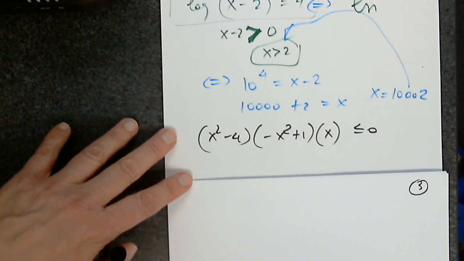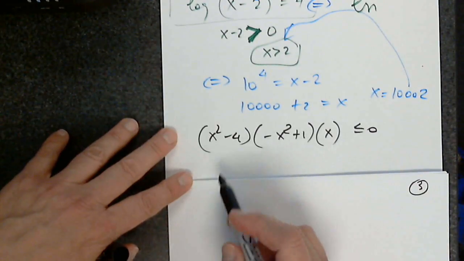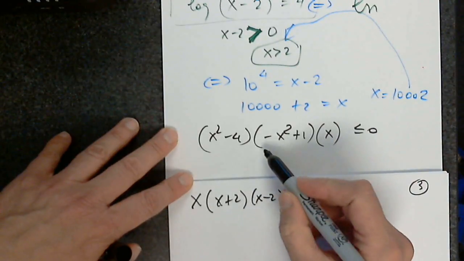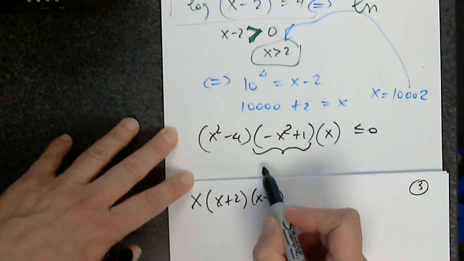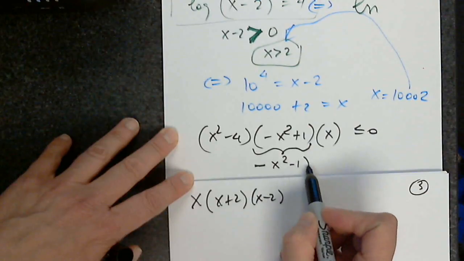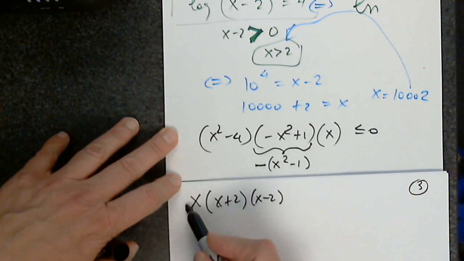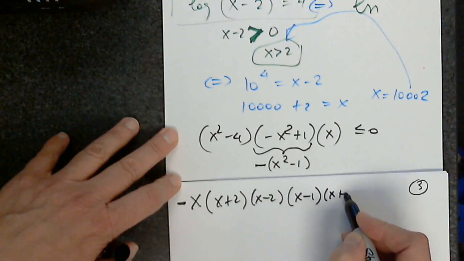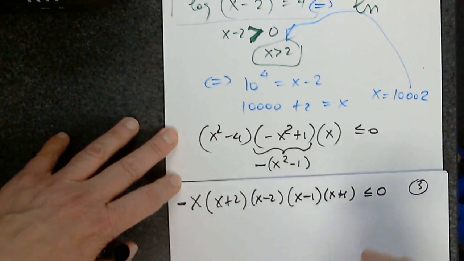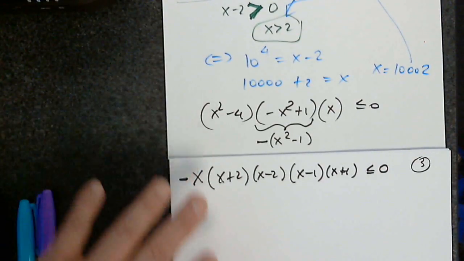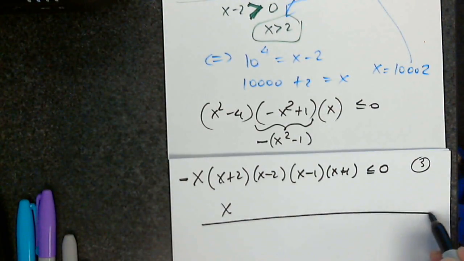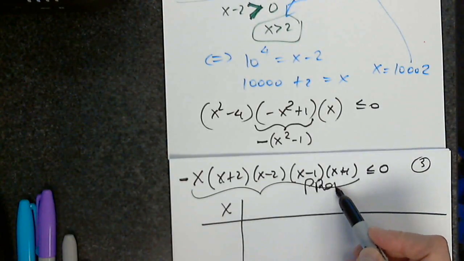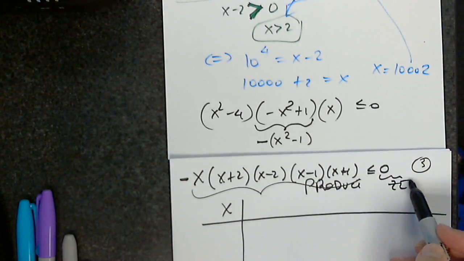Well, what do I have to do first is factor this. I'm going to put x in front. Factor this into x plus 2 and x minus 2. And this one I don't like. I will rearrange it like we always do. I will put this negative sign in front, and I will factor it now into x minus 1 and x plus 1, less than or equal to 0. And now I'm ready for the chart. I can use the chart because this is a product, and this is 0.